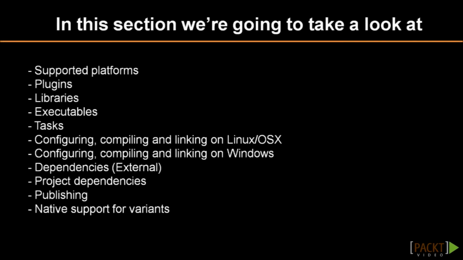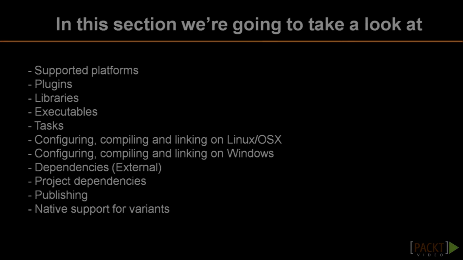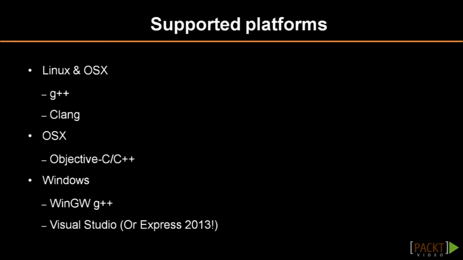In a nutshell, 1.9 C++ support is much better, with features like build variants, automatic compiler discovery, and separate C, assembler, and C++ plugins. We'll go over supported platforms, plugins, libraries, executables, go on into tasks, and talk about configuring, compiling, and linking on Linux and OS X, and then on Windows, and then cover external dependencies. Gradle supports compiling with G++ and Clang on both the Linux and OS X platforms. However, if you're specifically on the OS X platform, you've also got support for Objective-C.